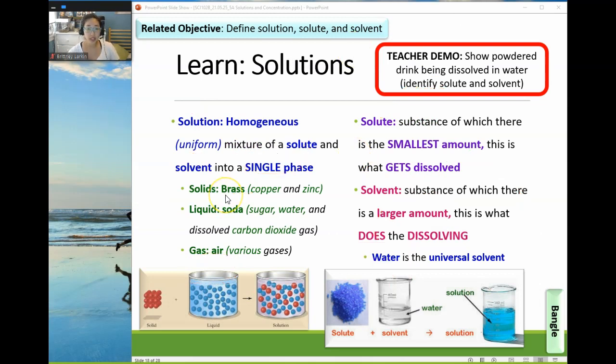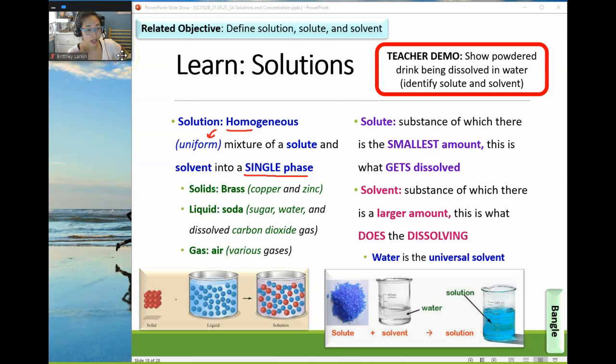Okay, so that brings us to this idea of solutions. Let's break down solutions even further. Again, we just learned that solution is another word for homogeneous mixtures, which are uniform mixtures that look the same throughout. And there are two terms that you need to know that go along with solution. So you need to know that a solution is a mixture of a solute and a solvent into a single phase. Now, what does that mean, a single phase?